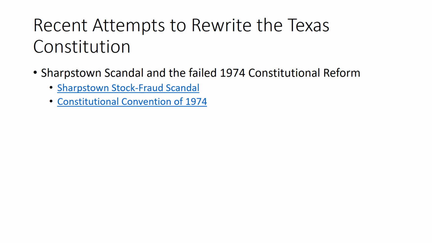So what we have here is a bank fraud. We see a bribery scandal, which led to multiple persons that were in the legislature being indicted, and ultimately the legislators' attempt to rewrite the Constitution, of course, failed. It is a long, convoluted mess, but you could read up on each of these situations that led to what is called the Sharpstown Scandal.